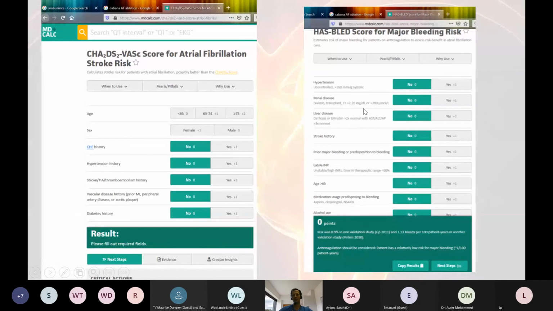Now, a useful way of using these scores is if you calculate the patient's HAS-BLED score and their CHA2DS2-VASc score, and you subtract one from the other, and you're still left with a positive, i.e. your CHA2DS2-VASc score is higher than your HAS-BLED score, then you should anticoagulate the patient.